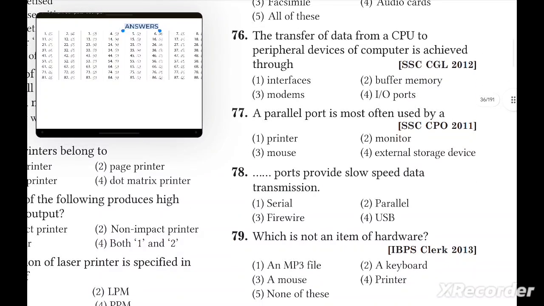Next, the transfer of data from a CPU to peripheral devices of computer is achieved through: first, interfaces. Second, buffer memory. Third, modems. Fourth, input output ports. The correct answer is fourth, input output ports.